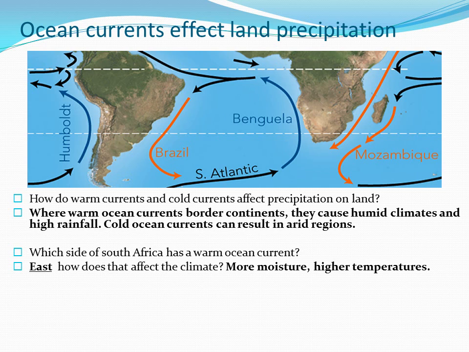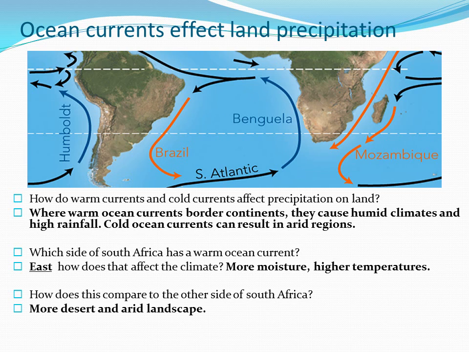So how does that affect the climate? We have more moisture and higher temperatures. And how does this compare to the other side of South Africa? Okay, we already said the Benguela cold current is not providing any moisture, so it is a more desert and arid landscape.